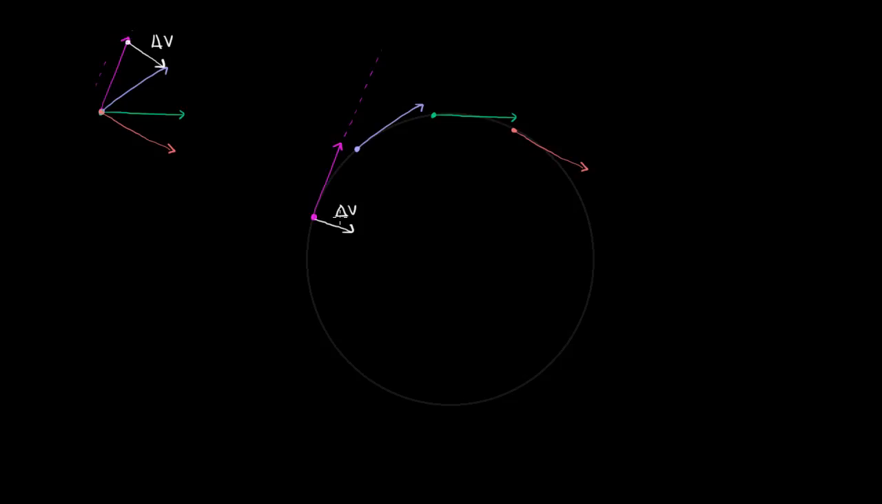This triangle is delta. Delta is for change. Now let's think about the next little time period. Between this purple period and this green period, our change in velocity would look like that.